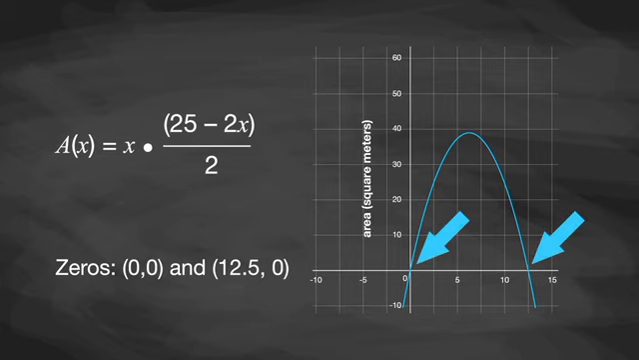Since this graph represents the area of a square with side length x, the zeros represent side lengths of the square that would cause the area of the square to be 0 or non-existent.